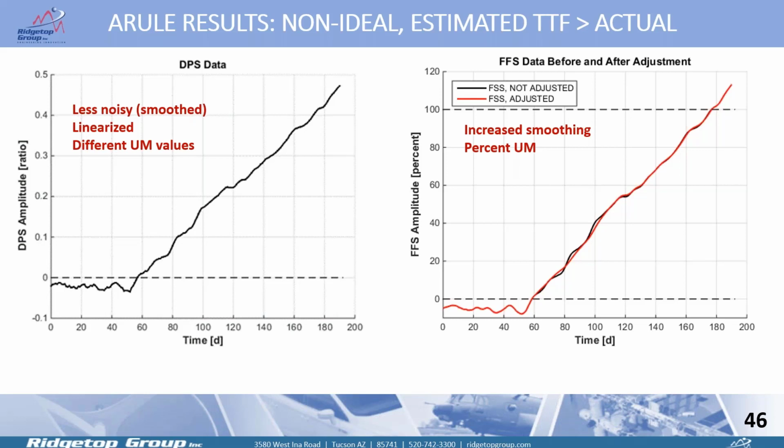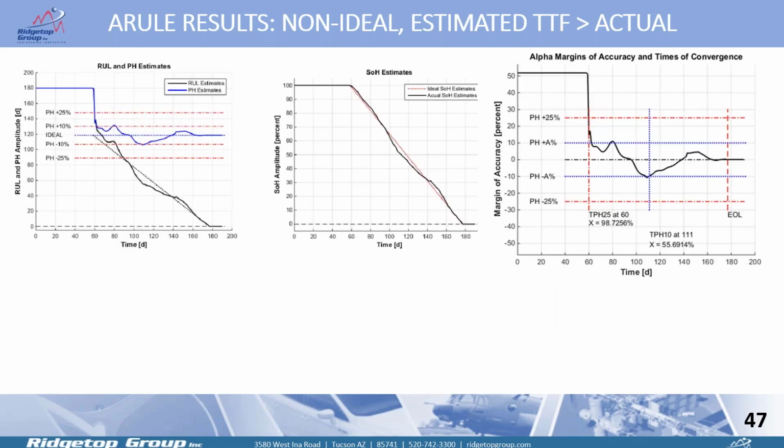We then convert that DPS, the degradation progressive signature, into a functional failure signature, and you can see it's now in percent, and you can see that there's a black and a red. The black is before we've adjusted the model. We did the transform, and then we do further smoothing. So you can see that we started off very curvilinear, very noisy, and now it's much more smooth.